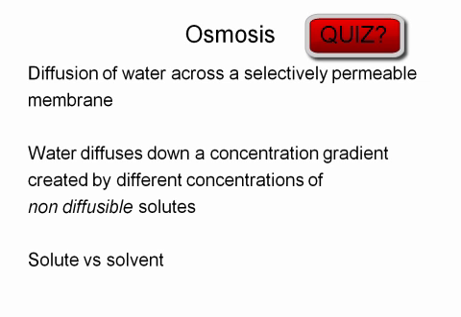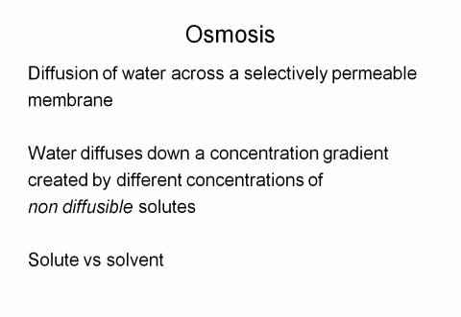So water is going to diffuse down its own concentration gradient across a membrane, and that concentration gradient for water is created because there are different concentrations of non-diffusible solute. We'll look at a diagram in just a moment and explain a little bit more about what that non-diffusible solute means.